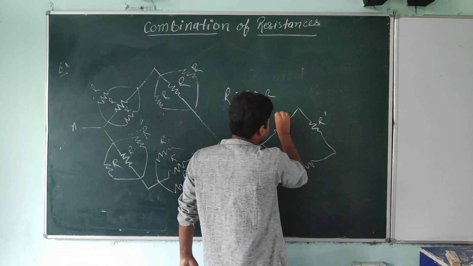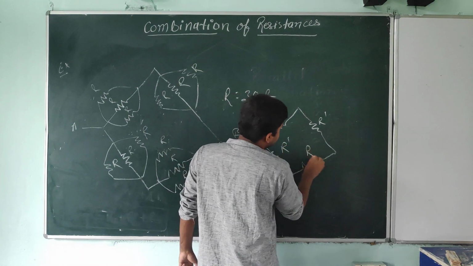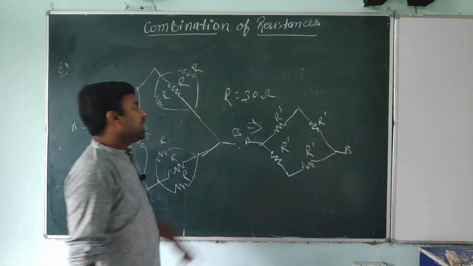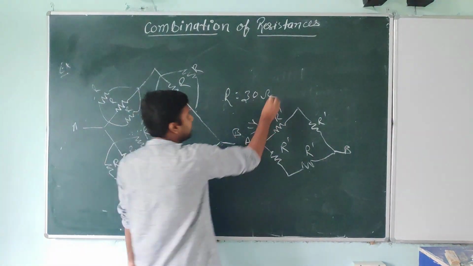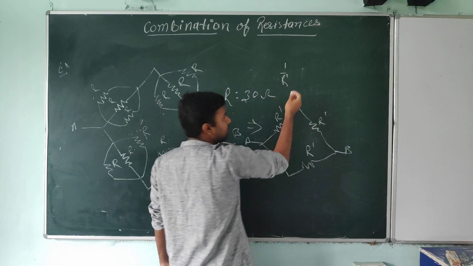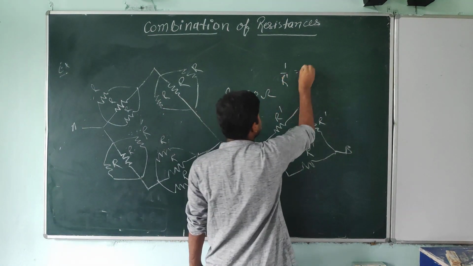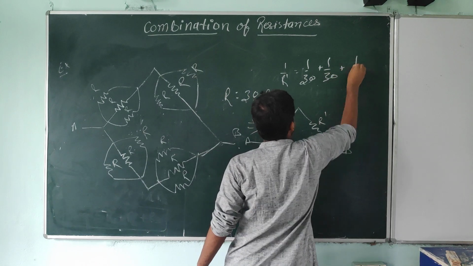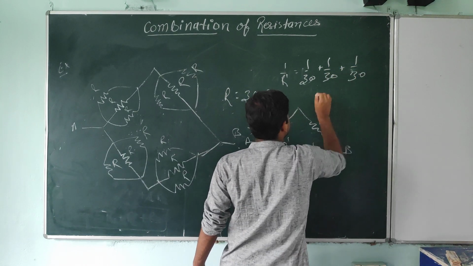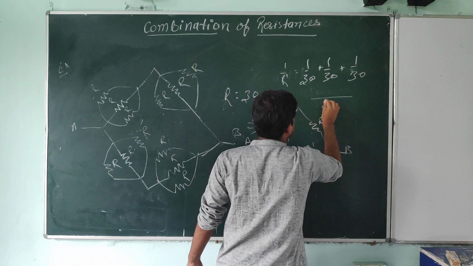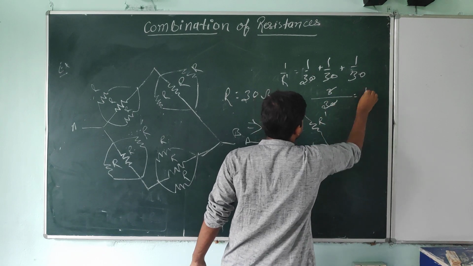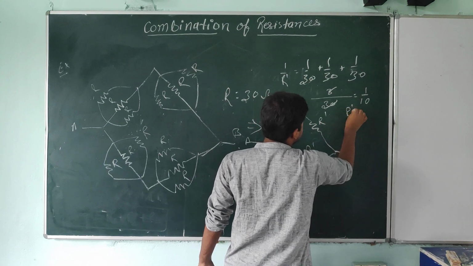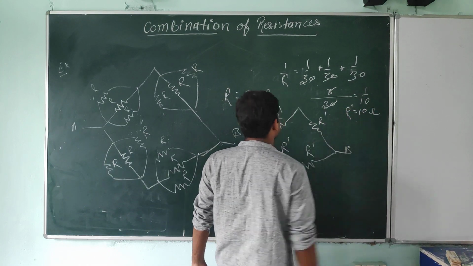It's an R dash, because all are the same, that's why I am taking R dash. It's A and B here. It means we have to find the value of R dash. How will we find it? We know the formula for parallel combination of resistance: 1 by R dash equal to 1 by 30 plus 1 by 30 plus 1 by 30. Try to understand. Here the LCM is 30, so 3 cancels out, 1 by 10 ohm. So R dash equals 10 ohm.